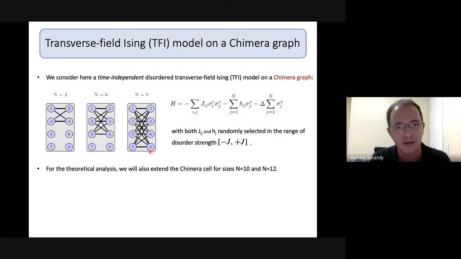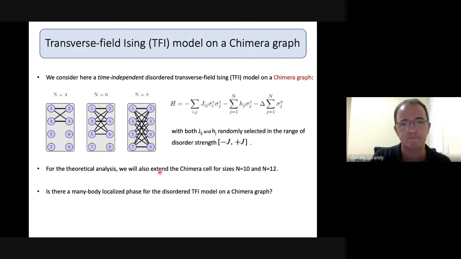But for the theoretical analysis, we will extend the chimera cell for sizes n equal to 10 and n equal to 12, right? So n equal to 10 and n equal to 12 is not directly implementable in the D-Wave because we would have to increase the size of the cell. So 10 and 12 will serve for the theoretical analysis, but for the experimental analysis, we will keep the system up to 8 spins and see what we can see.